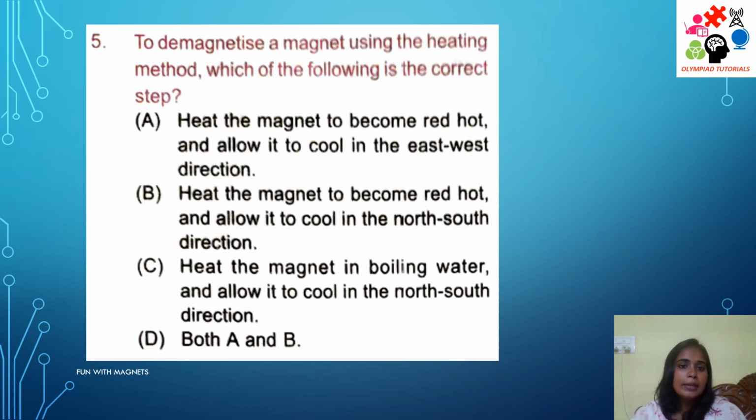Next question. To demagnetize a magnet using the heating method, which of the following is the correct step? So here your option number A will be correct. Demagnetize means the magnet will lose its magnetic property. So heat the magnet to become red hot and allow it to cool in the east-west direction, which leads to demagnetizing the magnet.